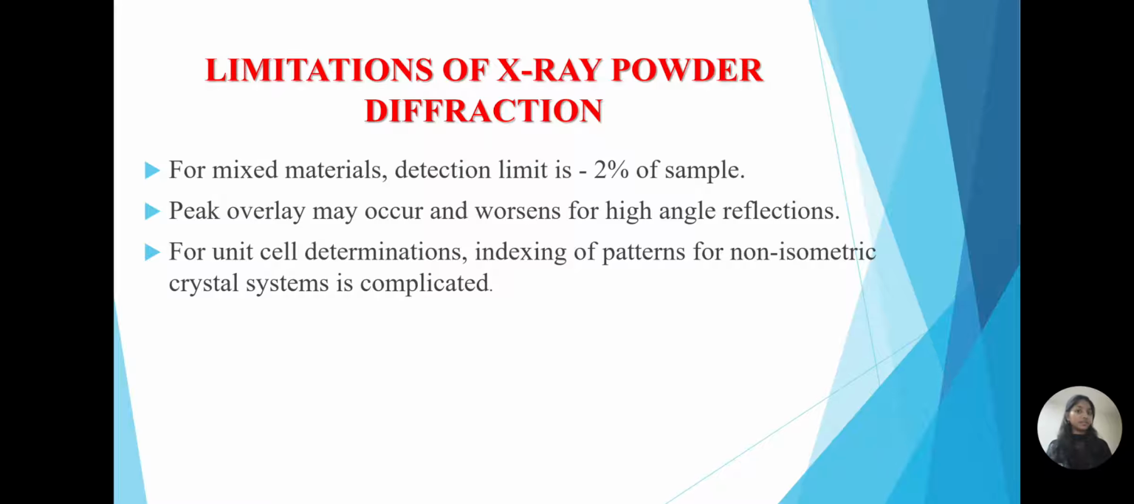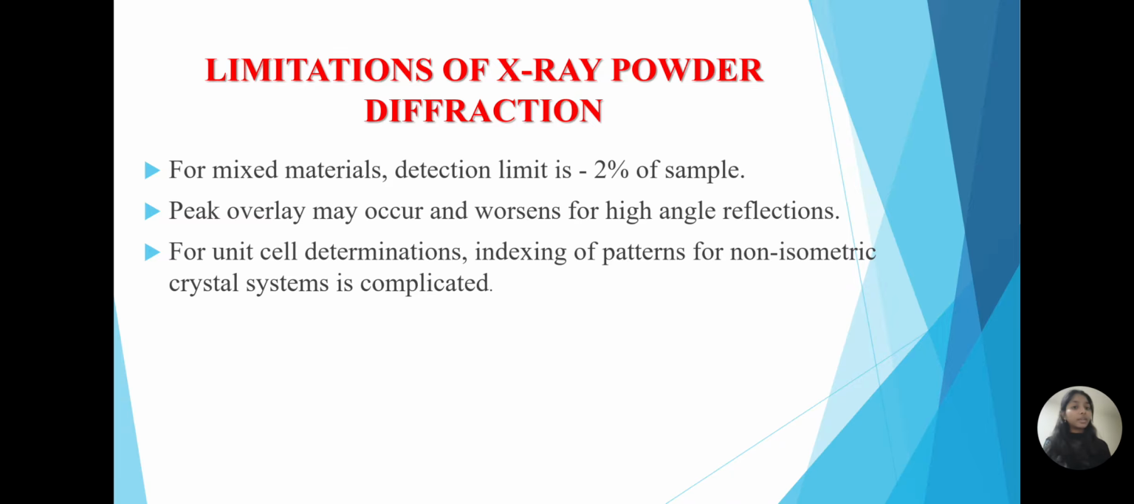For mixed materials, the detection limit is only 2% of the sample, and peak overlap may occur at high-angle reflections. When we get high-angle reflections, we are not able to see clearly. These are the disadvantages of X-ray diffraction.